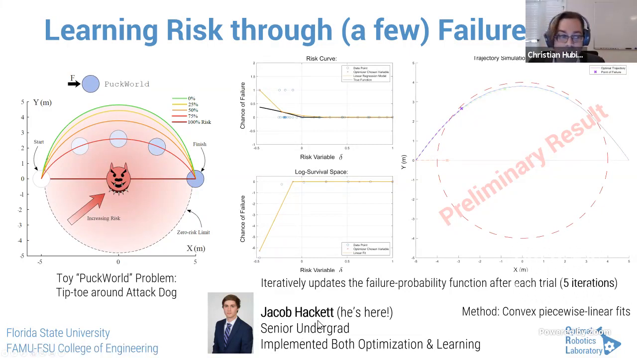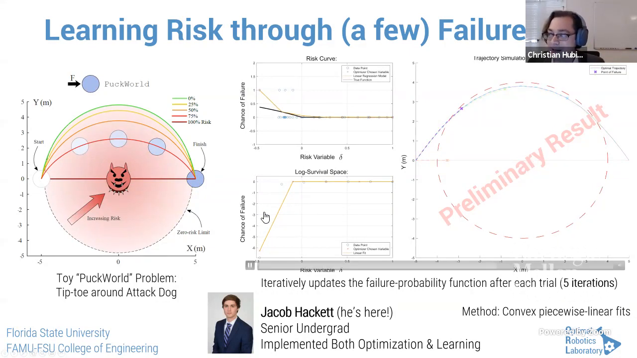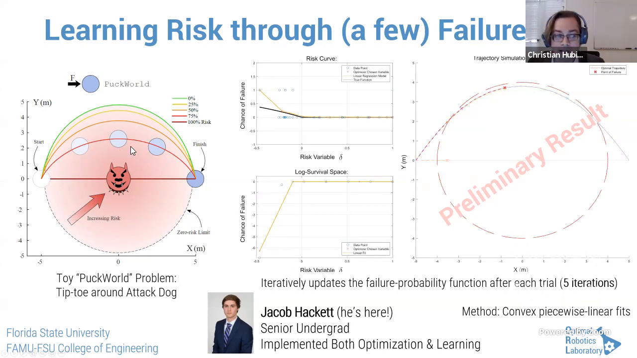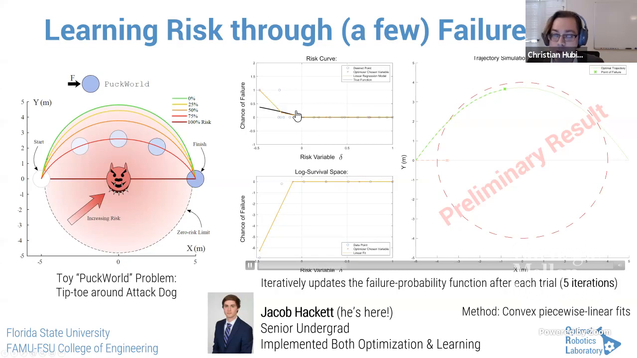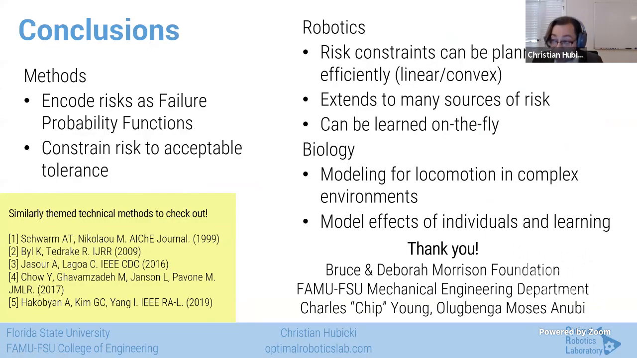He's here as a great undergraduate student, and we put together this toy model task of having this little agent avoid the scary dog while having to get to there. And so the idea is it tries to go into the dog's radius and it bites it, and that's bad, and it learns to fit the risk function with just 5 iterations. So with that, I kind of want to leave it there. I'm sure there are a lot of details that we can fill in.